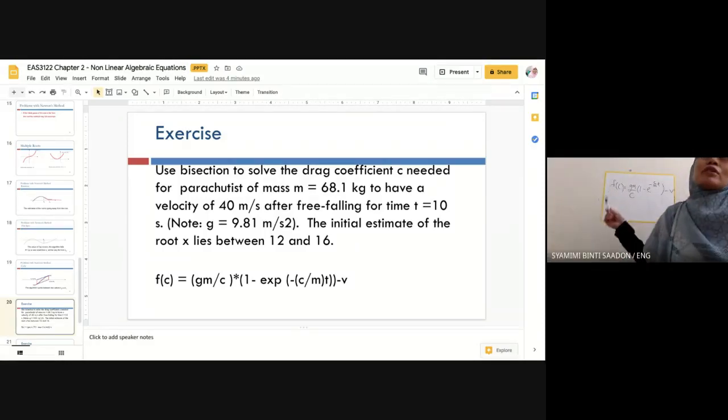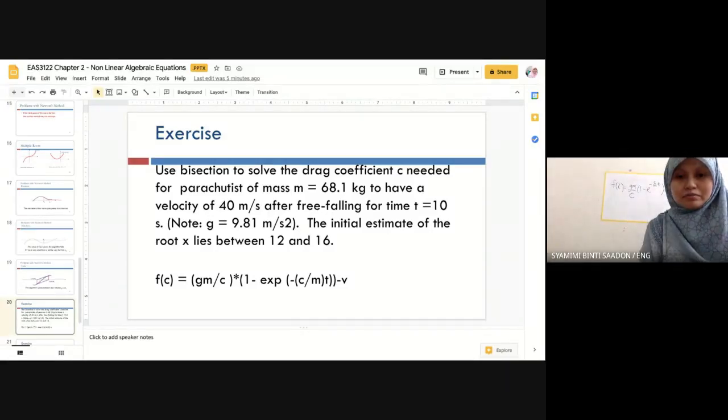So calculate f12, f14, f16, and then see the sign. Which one, whether f12 and f14 or f14 and f16, that you have a different sign. Okay, continue, just continue.